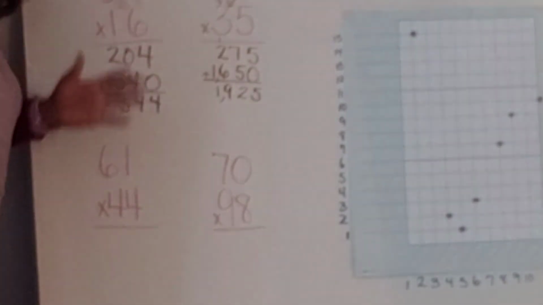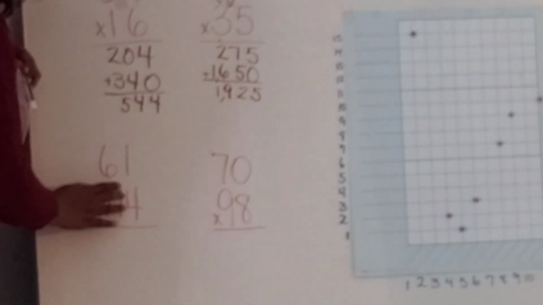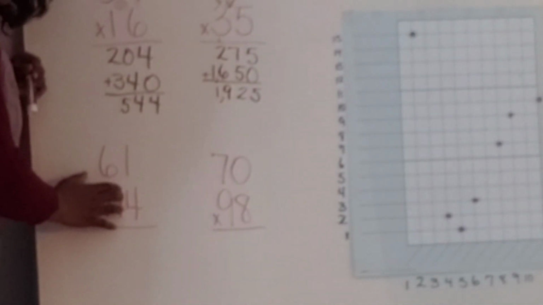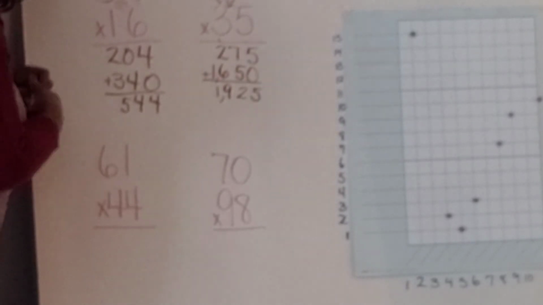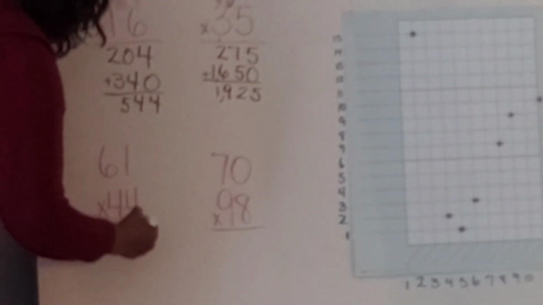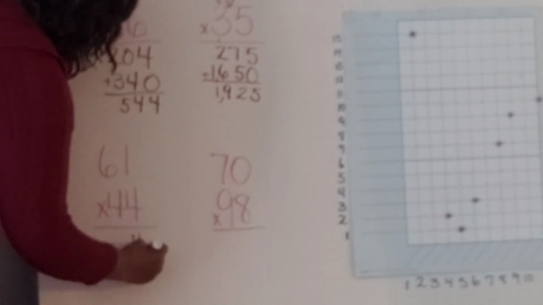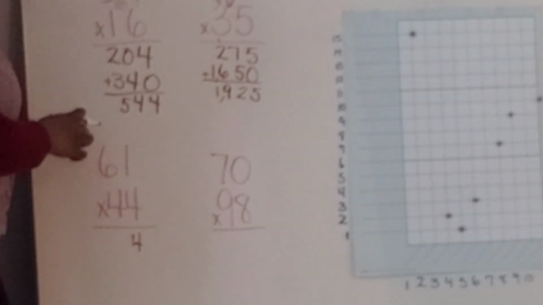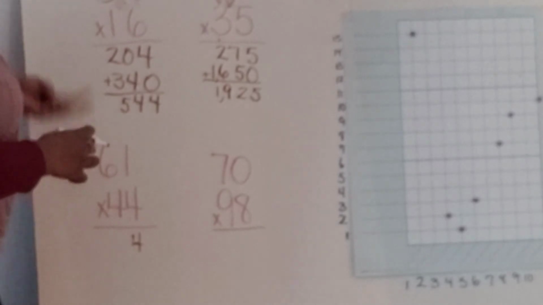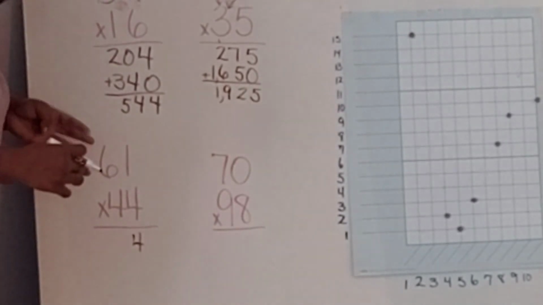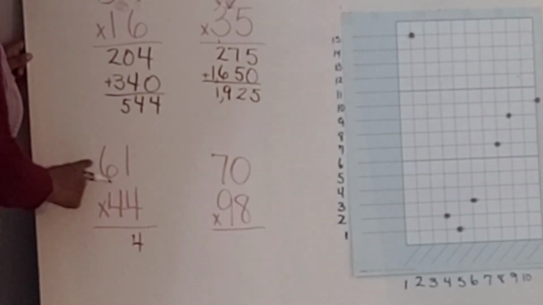61 times 44, too much. Too much for our brains. So let's just break it down. 61 times 4. Let's do 1 times 4 first. Good, it's just 4. There's nothing to carry over, so don't carry over if there's no reason to. Sometimes we're like, oh, I got to carry over. Because no, we don't have to carry over if there's no number to carry over.